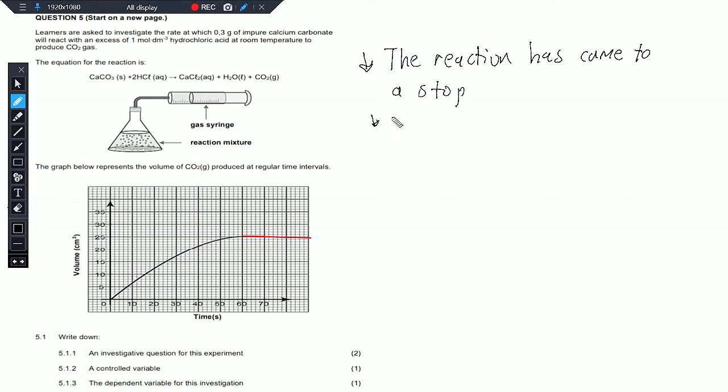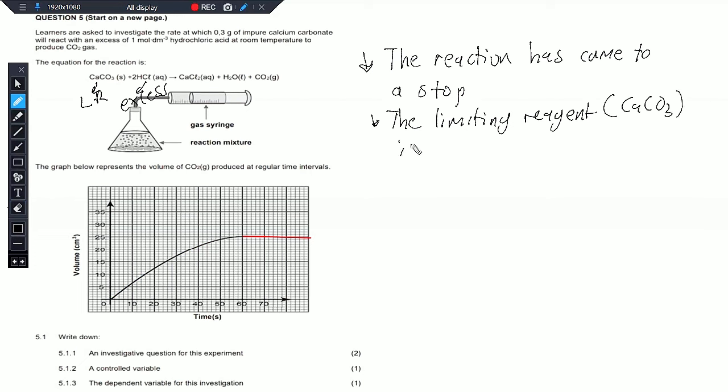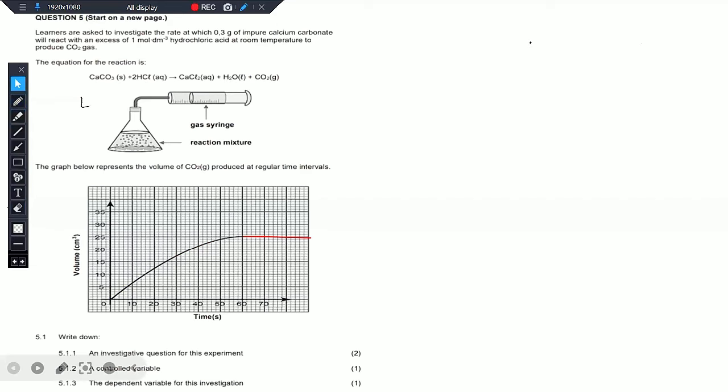Now, the reason for that is because the limiting reagent, which in this case, since they did mention that HCl is in excess, means the limiting reagent we are referring to is the calcium carbonate. The limiting reagent, calcium carbonate, is completely used up. Okay, so we know the limiting reagent is the substance that would be used up completely in a chemical reaction. So that's how you are supposed to answer that.